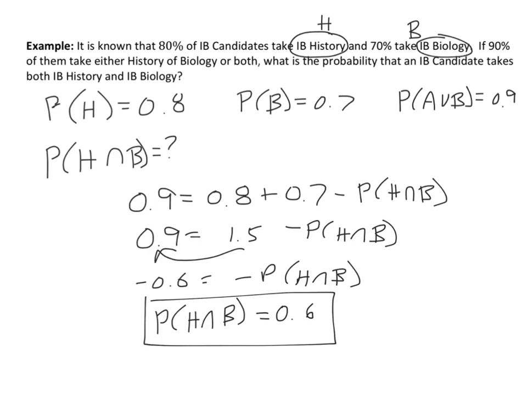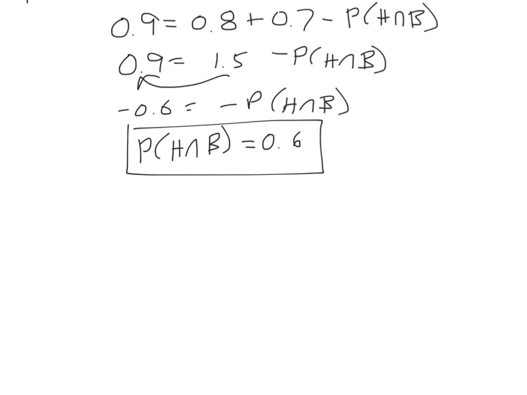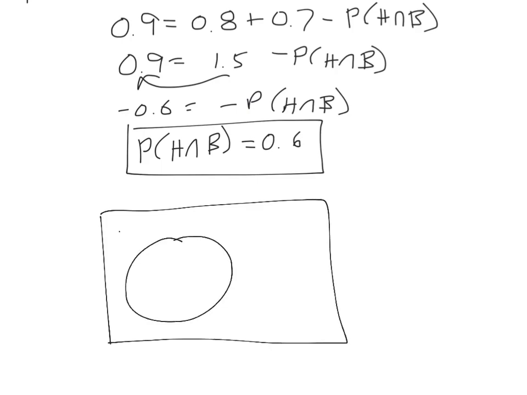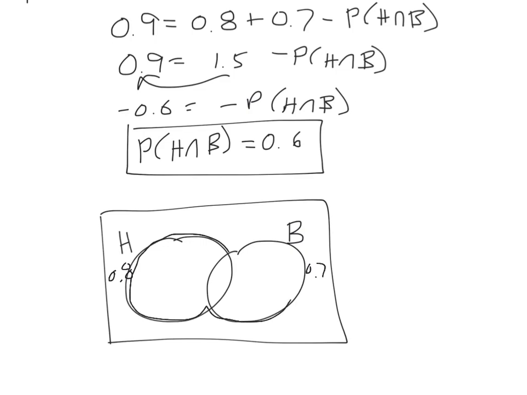There's our answer. Now, as I mentioned before, I do also want to show this problem using the Venn diagram method where we're not sort of relying on the formula. So what this would look like is you would imagine a Venn diagram that has the H event and the B event. We know this one's 0.8 and this one over here is 0.7. And then we know this entire thing is supposed to be 0.9.